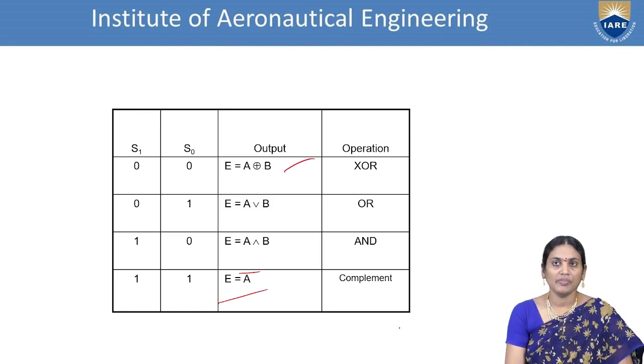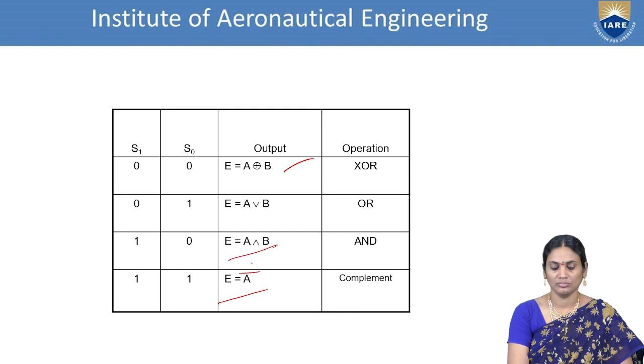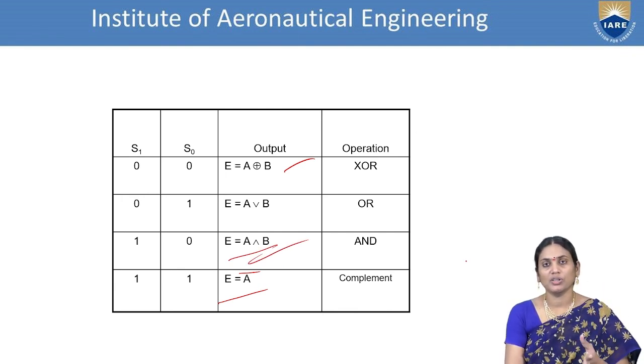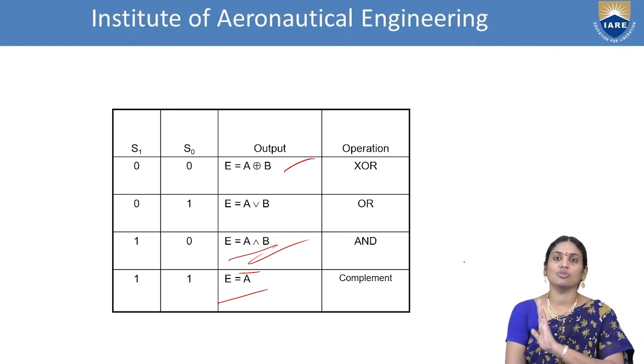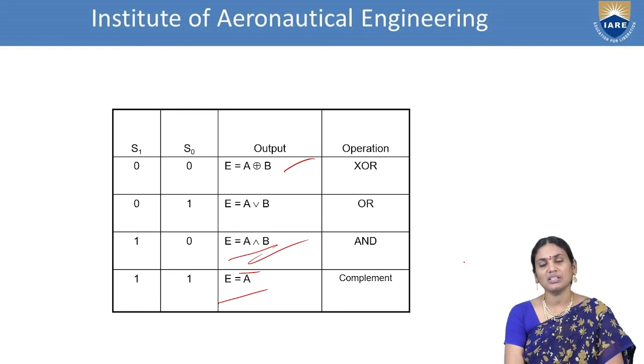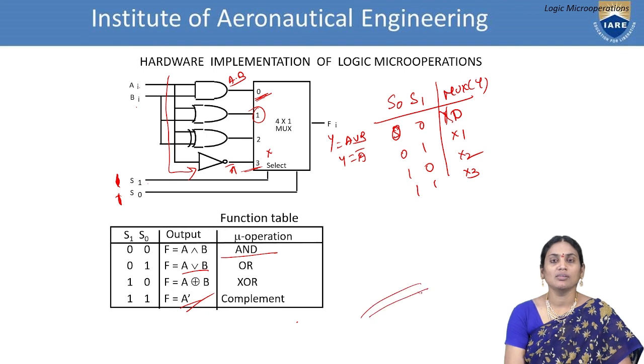Clear? So this will be giving me A bar. Next, if I select the 1-0 combination, this will give me the second pin, that is A AND B. So in this way, the design of a logic micro operation circuit is based on the inputs you are considering. The output is affected based on the inputs you are selecting. That selection depends on the multiplexer selection pins, which are decided for the operation. In this way, the entire circuit gets operated.